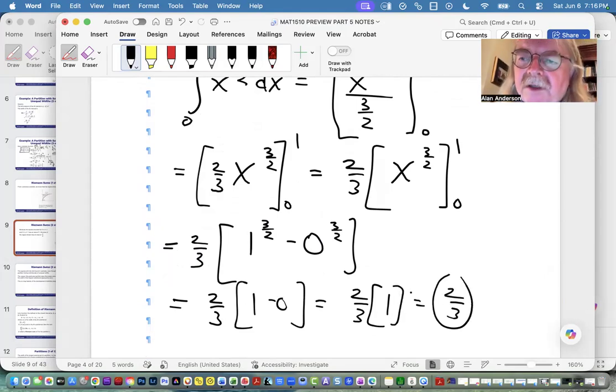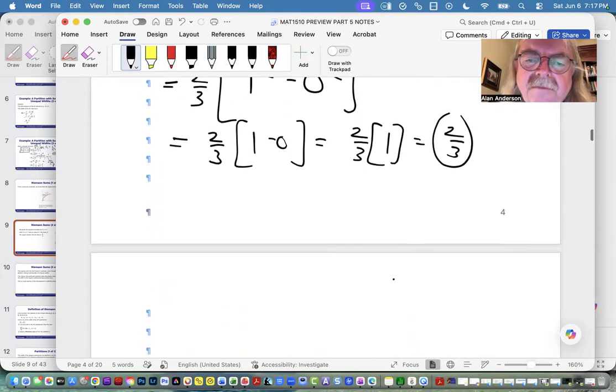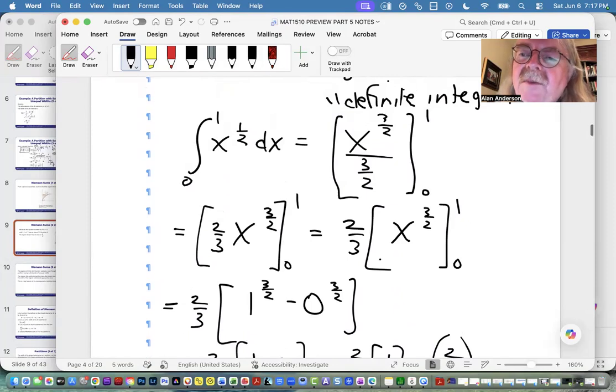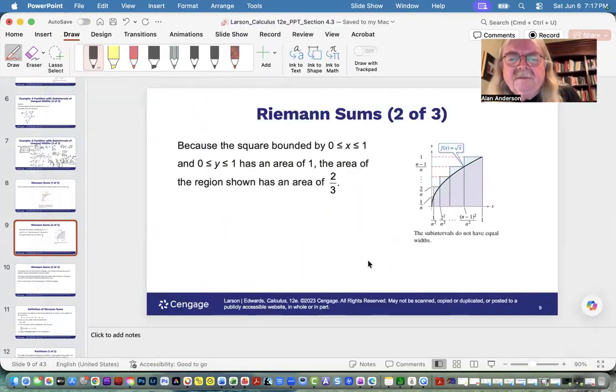Okay, now in a few slides, they're going to show us the formal definition of a definite integral. But in a nutshell, this is what you do. You evaluate it the normal way, and then you apply the two endpoints, the upper and lower limits of integration, to come up with your answer. And that answer corresponds to the area under this function between those two endpoints that you chose.